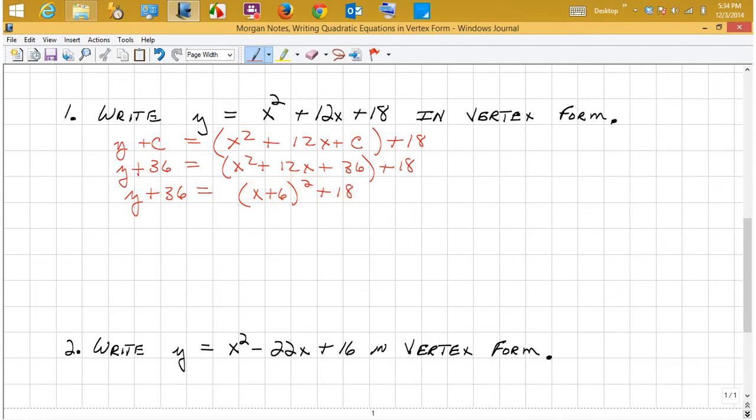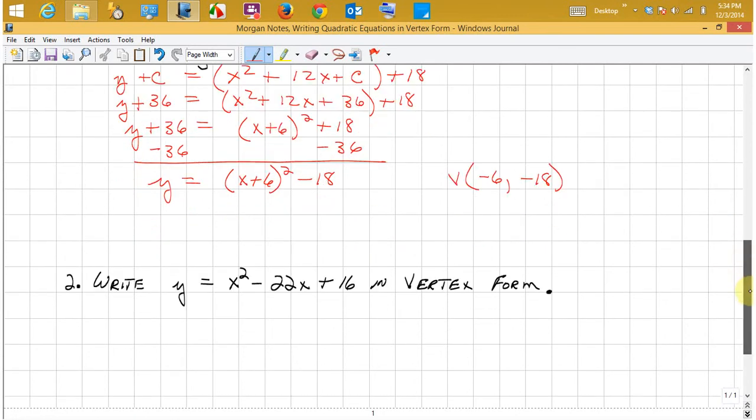And now all I have to do to create an equation in vertex form is to move the 36 over to the other side. So I'll subtract 36 from both sides. And I'll have y is equal to x plus 6 squared minus 18. And that's vertex form, and my vertex would be at, the opposite of the sign on the x would be negative 6 and negative 18 for y.